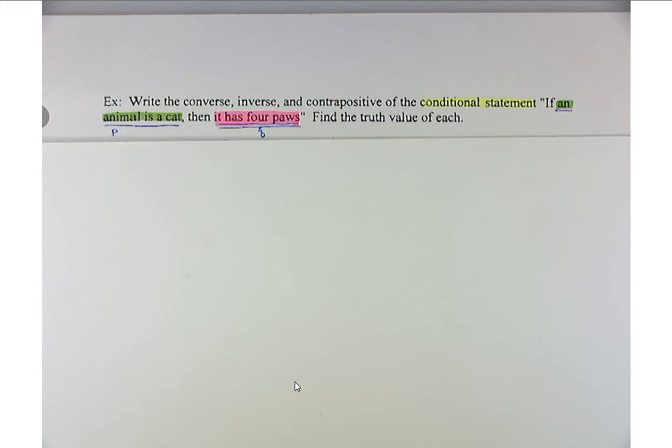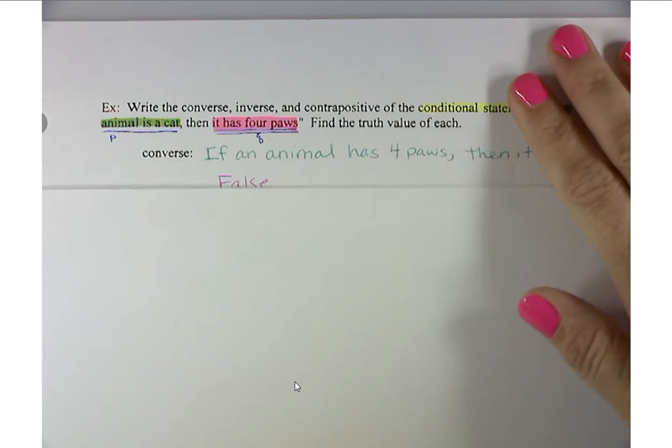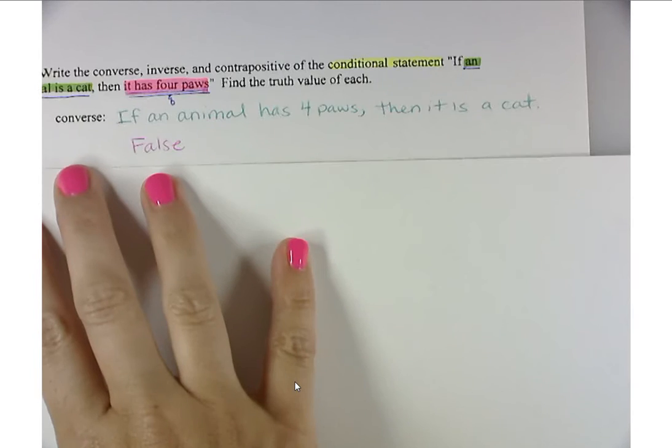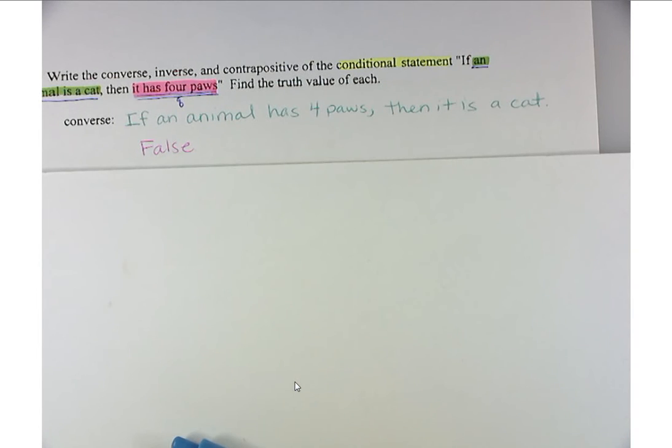Is that true or false? What do you guys think? False. If it has four paws, does it have to be a cat? No. I love animal cats. Yeah. All right. So I wrote mine a little bit differently. So we're going to talk about that.